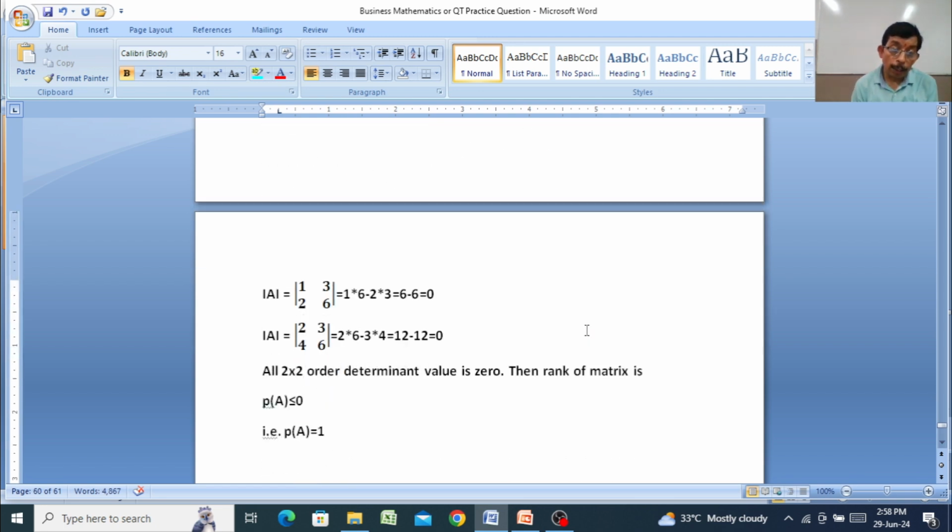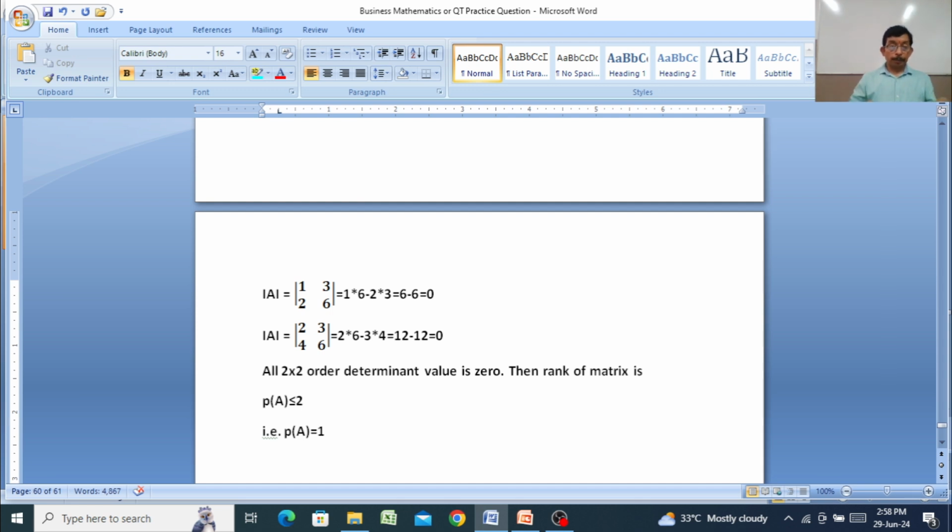Now the rank of the matrix is less than 2. That is, the value of the rank of the matrix is 1. It is clear? 1 is the rank of this type of matrix. If the second order determinant value is 0, then the rank of this type of matrix is always 1.